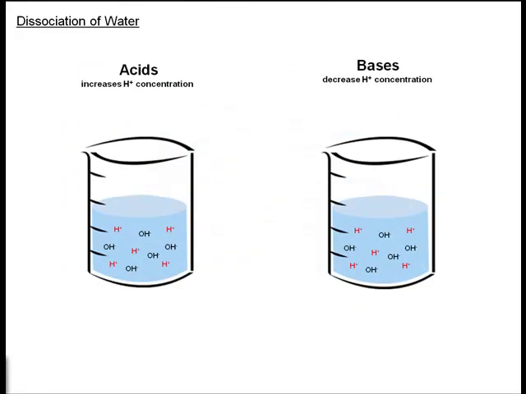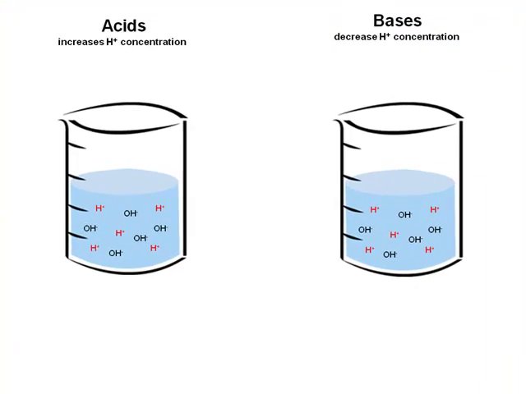The concentrations of protons and hydroxides brings us to the concept of acids and bases. If you add an acid to a solution, the proton concentration will increase and the hydroxide concentration will decrease, whereas bases have the opposite effect. If you add a base to a solution, proton concentration will go down and hydroxide concentration will go up. We'll focus first on the acids.